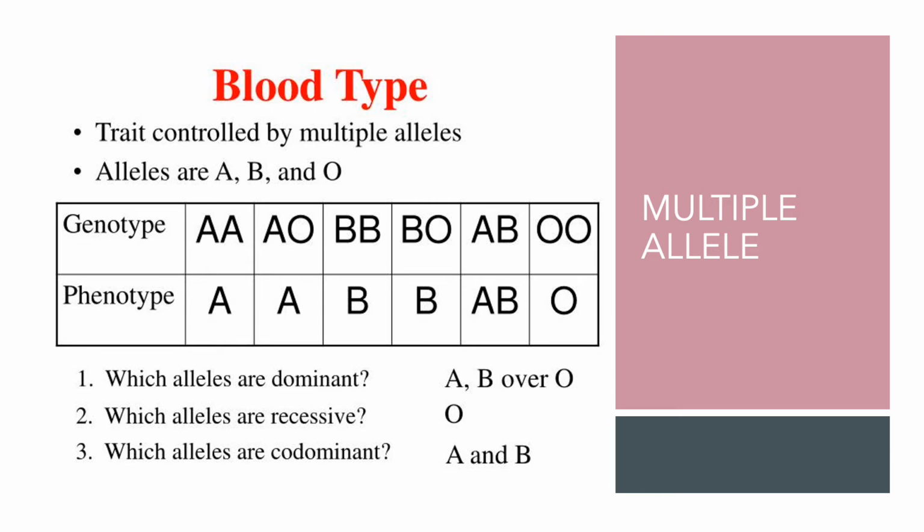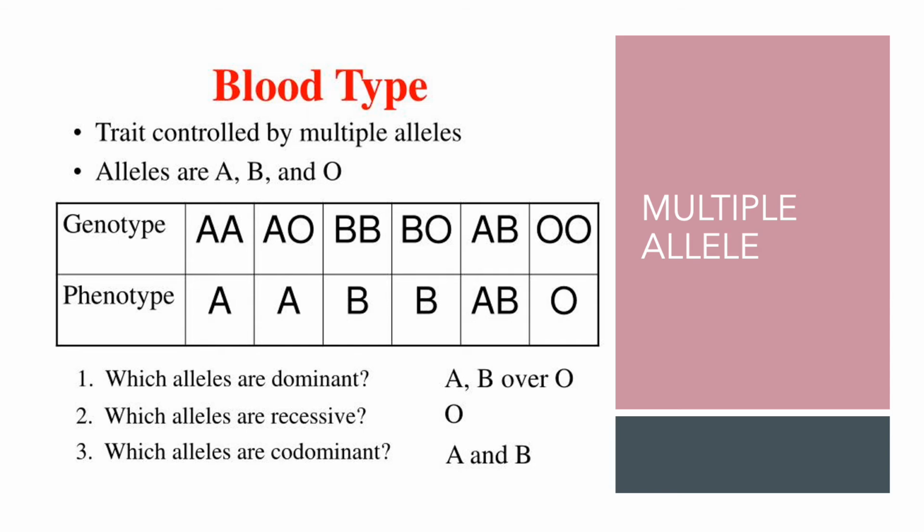A and B are codominant. Codominance is kind of part of the multiple alleles because if you inherit both A and B, you could be type AB blood. So multiple alleles just means a trait is controlled by multiple alleles, and codominance would be if you inherit both those alleles and you would have that trait, type AB blood.